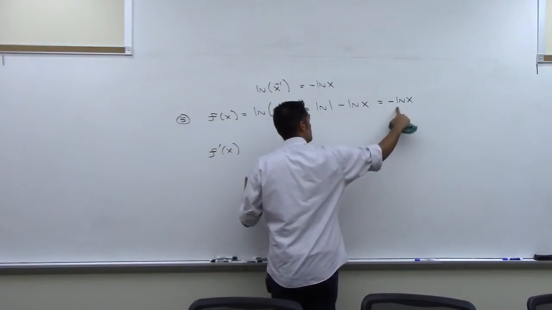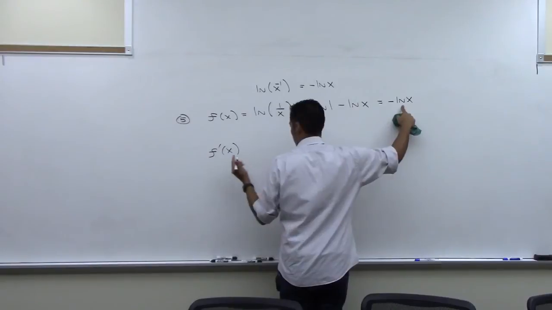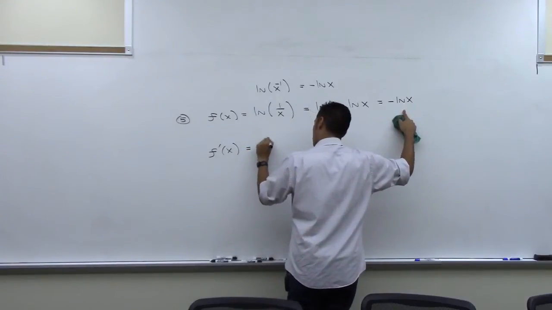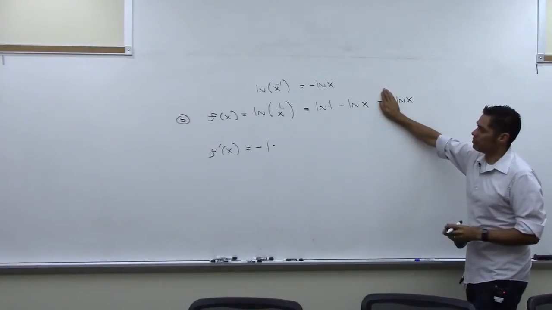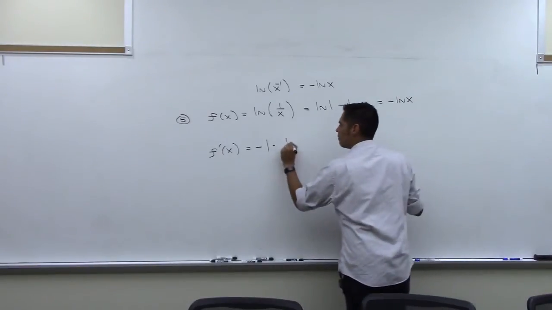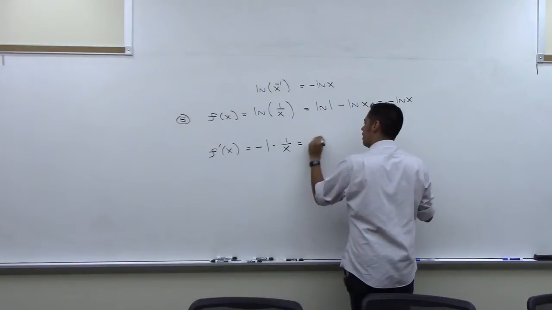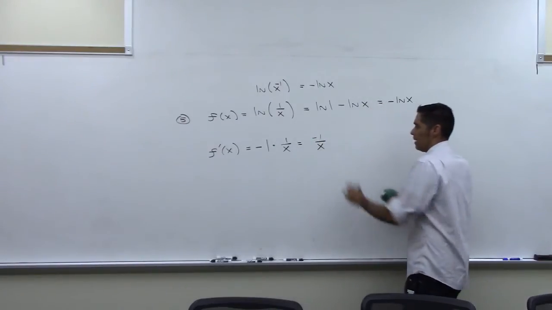just take the derivative of this. Negative 1 sitting in front is going to come along for the ride. I'll even put negative 1 times, now what's the derivative of natural log of x? 1 over x. So the answer is negative 1 over x. And we'd be done.